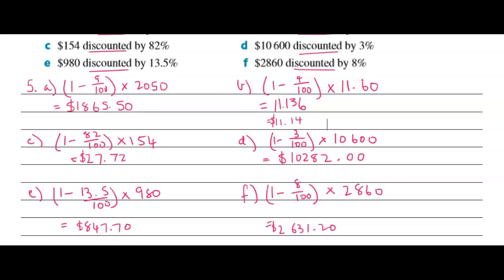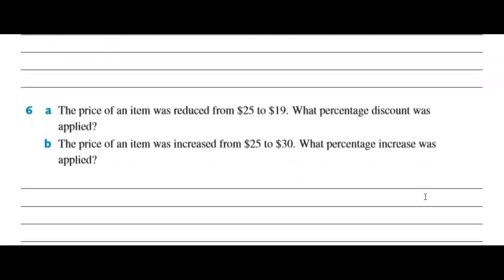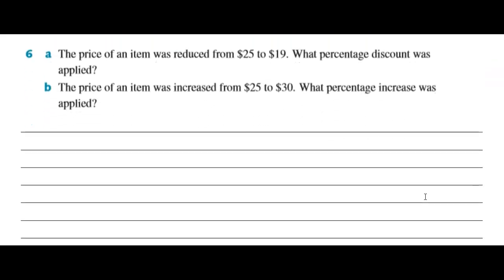So for B, I got 11.136. I'll just double check that. So you just want to make sure that you're doing it to 2 decimal places and rounding correctly. So it's 11.14. And then the other answers are all there, but hopefully we both got the same. It's always promising. All right, question 6.